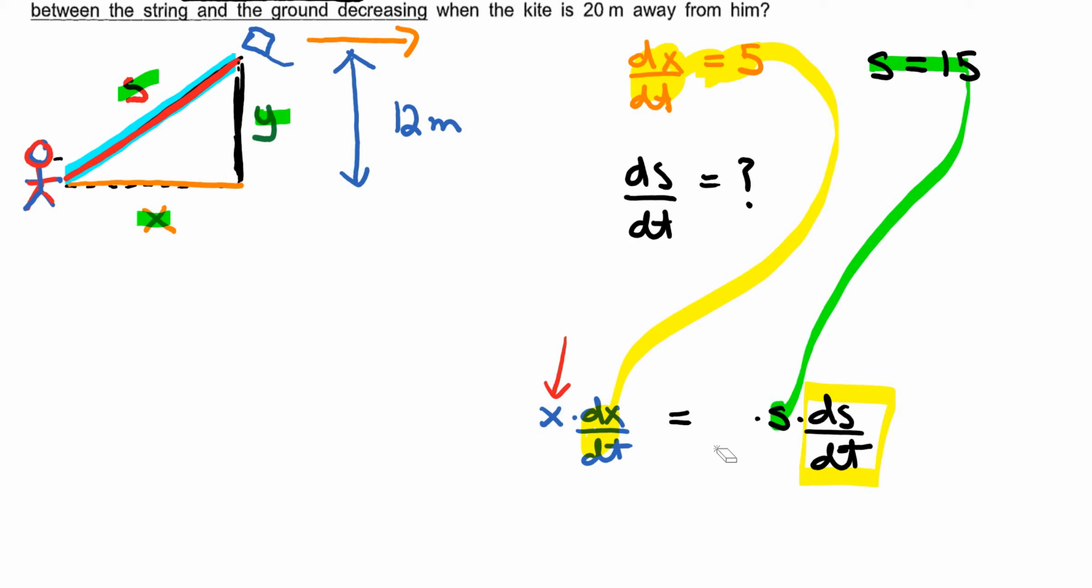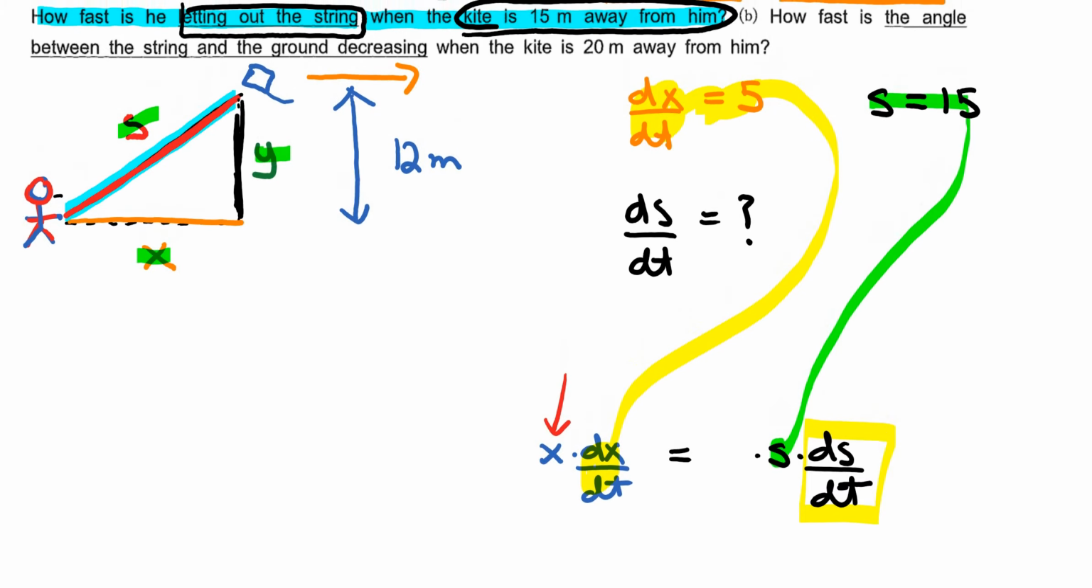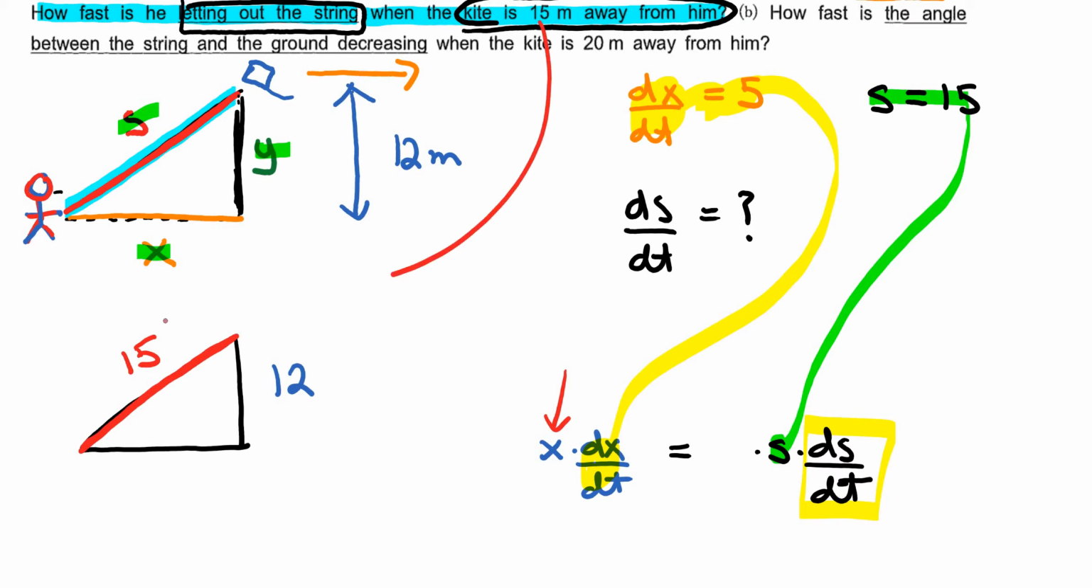So what we need to do now is find out what x is. Okay, so in this problem, we have to find out what ds over dt is when the kite is 15 meters away from him. So what you can do is create yourself another triangle where we know the height is always going to be 12, and the kite is 15 meters away from him. That's when we need to find out what ds over dt is. So we're going to assume that this is going to be 15. So that's this 15 right there.